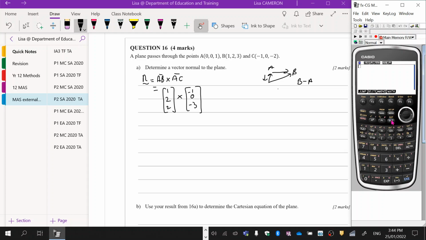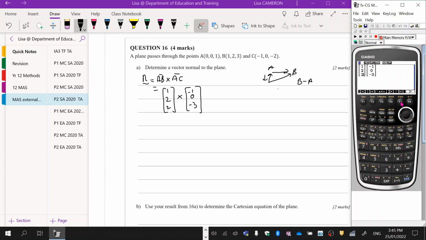So I'm going to first put this in by just adding in my matrices. And you can't just put the times symbol here. You have to put the vector cross product in. So negative 1, 0, and negative 3.